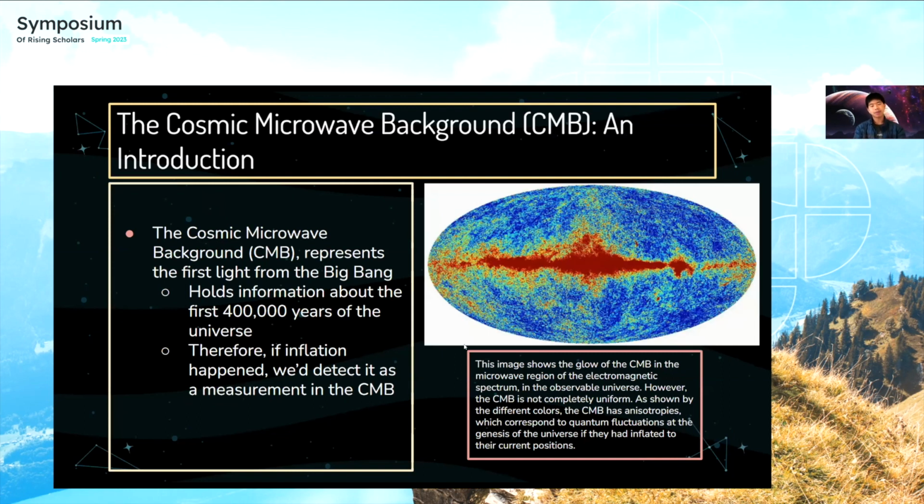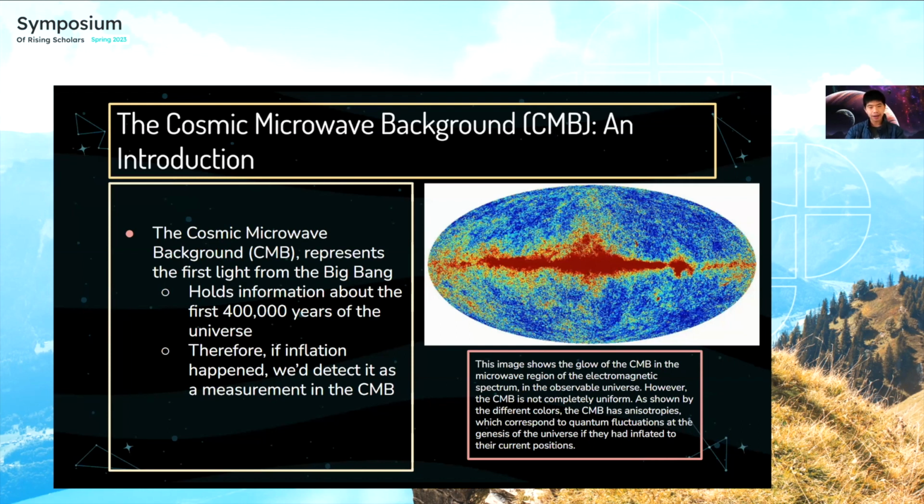Now let's talk about the cosmic microwave background. Essentially, the cosmic microwave background represents the first light of the genesis of the universe, or at least the first 400,000 years of it. And therefore, because inflation was in the first 400,000 years, we'd be able to detect it as a measurement in the cosmic microwave background.